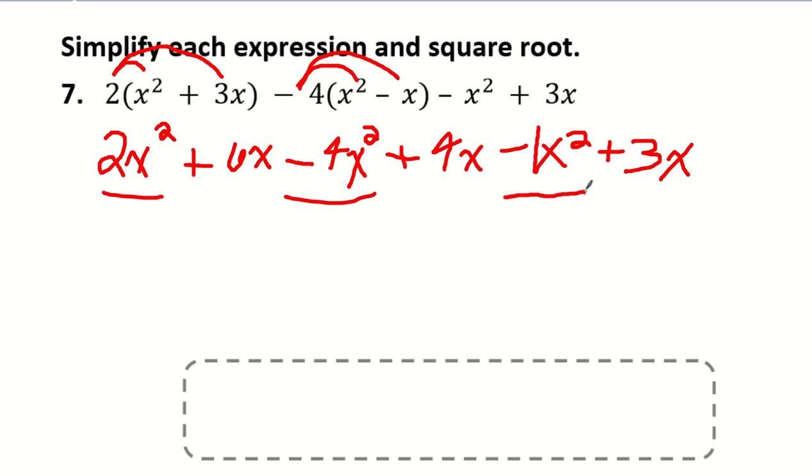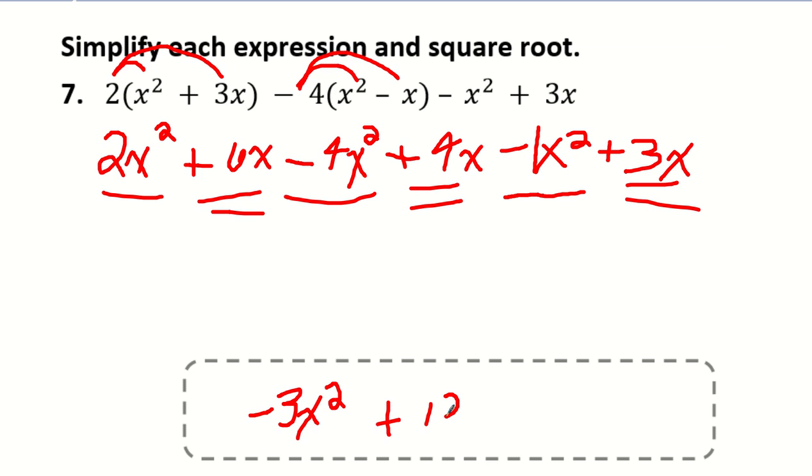They're all x squared terms. And so 2x squared minus 4x squared, well, so far that's negative 2x squared, and then minus 1, so it'd be like negative 3x squared. And then these terms are alike. Positive 6x, positive 4x, that makes 10x so far. And then plus 3x would be plus 13x. Okay?